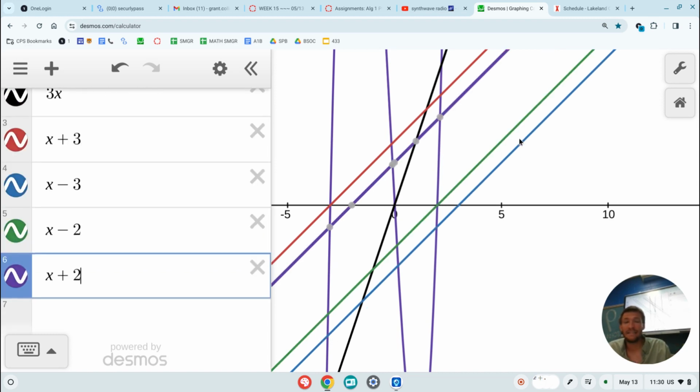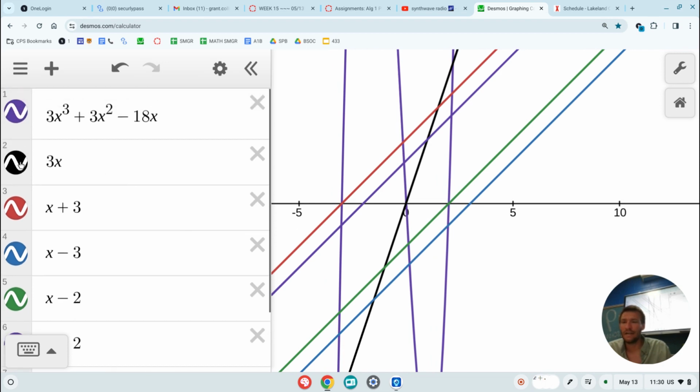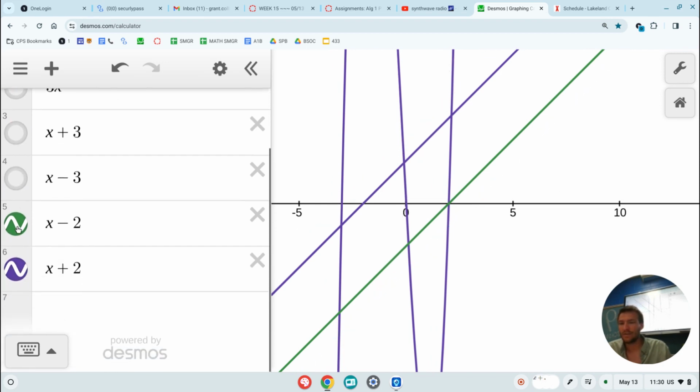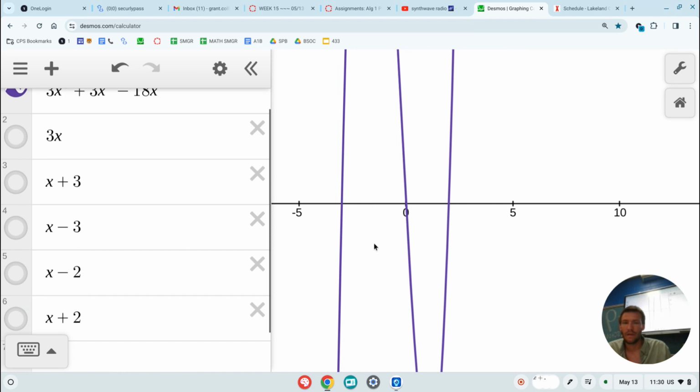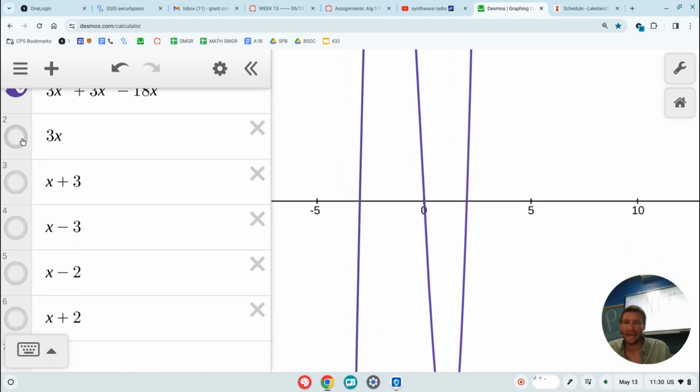And now that I have this, that is a whole lot of mess going on. Let's turn everything off and let's go one by one. What do you think about letter A? Is that going through the correct place? No.